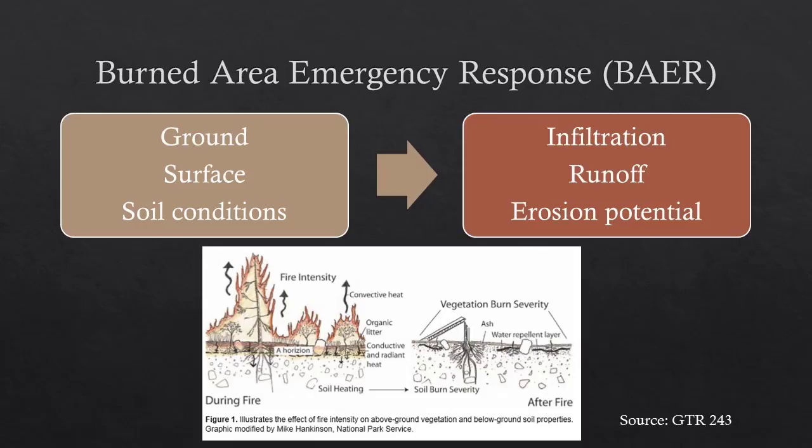To begin the process of evaluating post-fire effects, a map is needed shortly after the fire that reflects the effects on the ground, surface, and soil conditions that may affect infiltration, runoff, and erosion potential. This map is used in order to rapidly assess fire effects, identify areas of potential concern, and prioritize initial field reconnaissance. The BAER response plan is required within 7 days after fire containment.